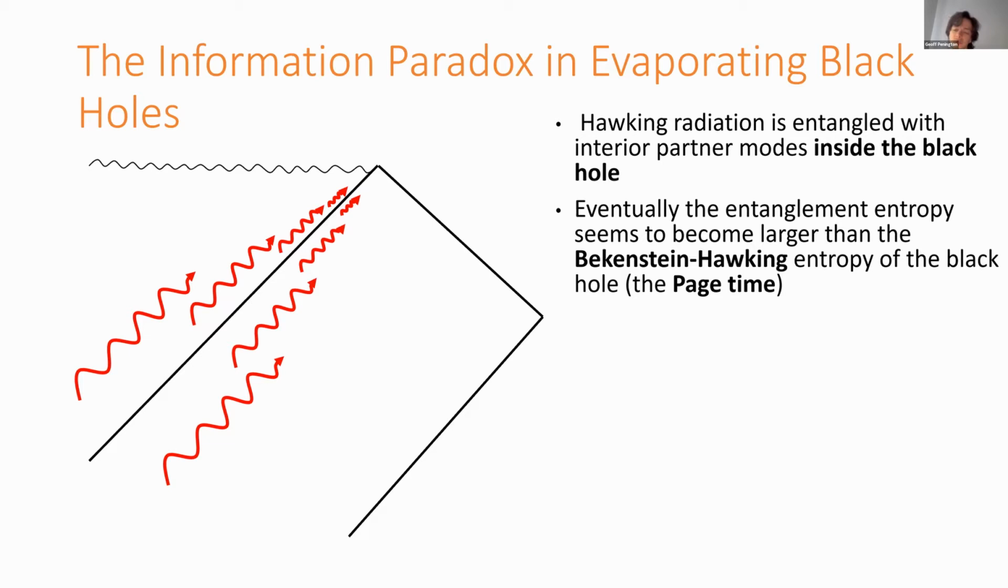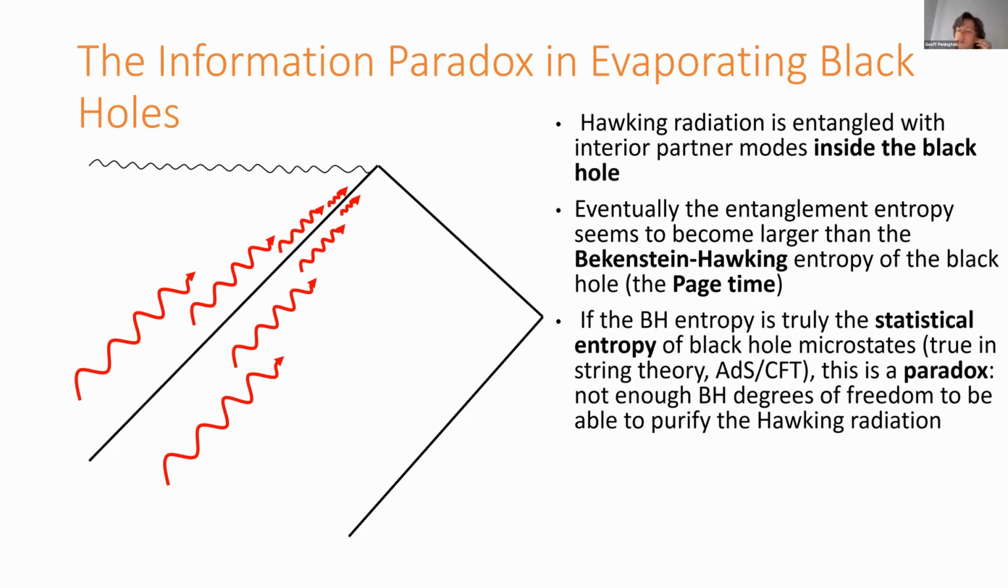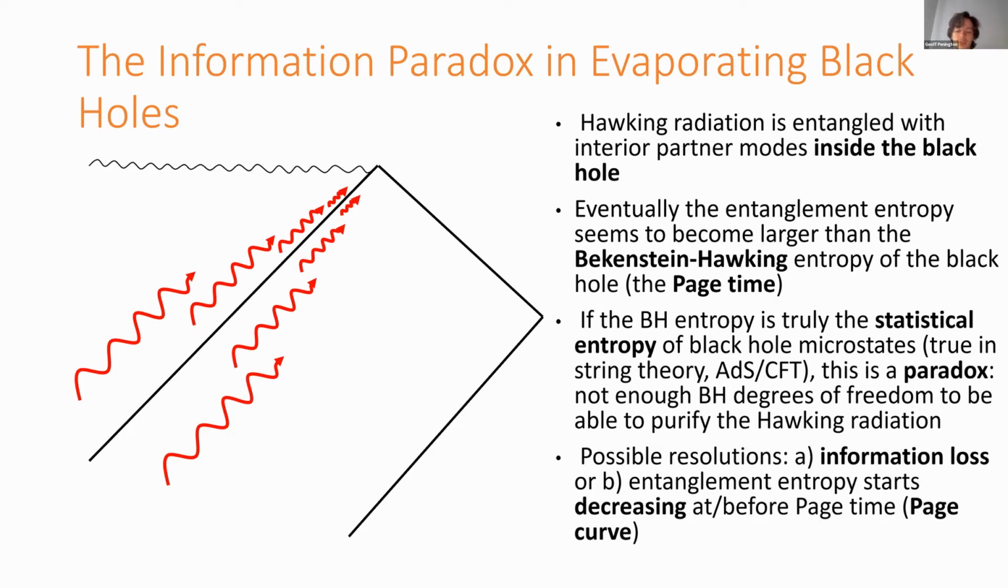Now, whether this is a problem or not depends on what you think the Bekenstein-Hawking entropy is. But if you believe that it is truly the statistical entropy of black hole microstates, really counting the number of degrees of freedom that describe the entire state of the black hole, not just its horizon or something like that, and that's certainly something that seems to be true in string theory and AdS/CFT, then this is a paradox, because there aren't enough black hole degrees of freedom to be able to purify the Hawking radiation.